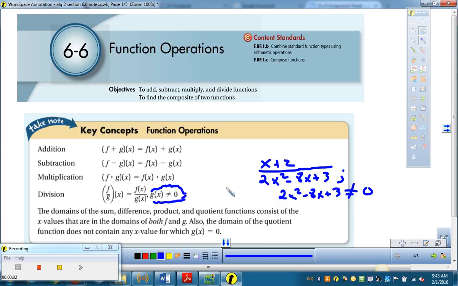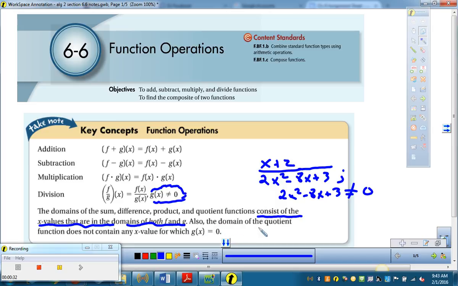All right. Now, the domain. In your homework you'll be asked to find the sum, the difference, the product, the quotient, and then it will ask for the domain. So if we look here, it says the domain of the sum, difference, product, and quotient functions consists of the x values that are in the domain of both f and g. So if one of them is more restricted than the other, then that's the domain restriction we have to put. And you'll see what that means when we do our example.